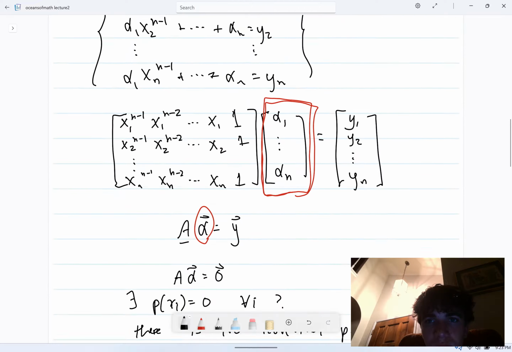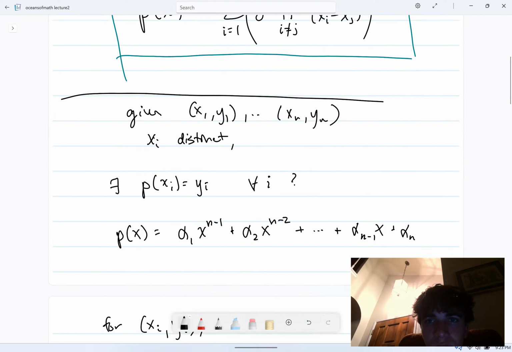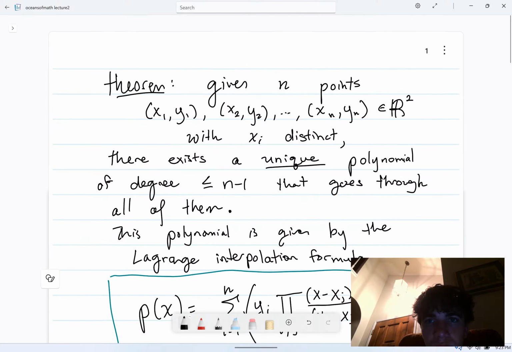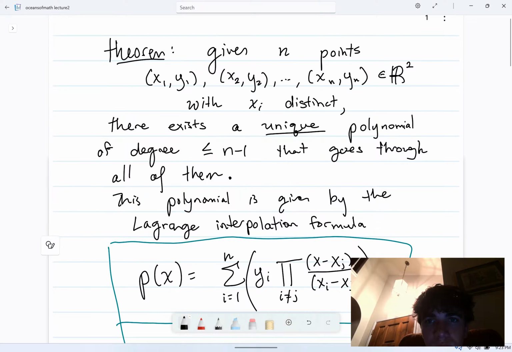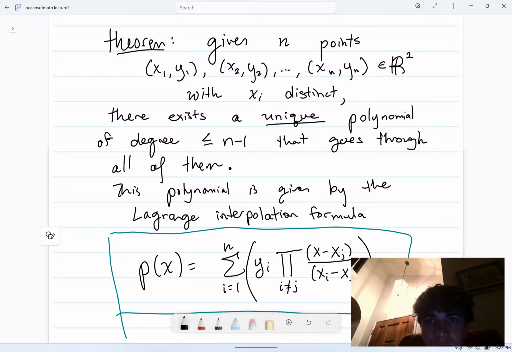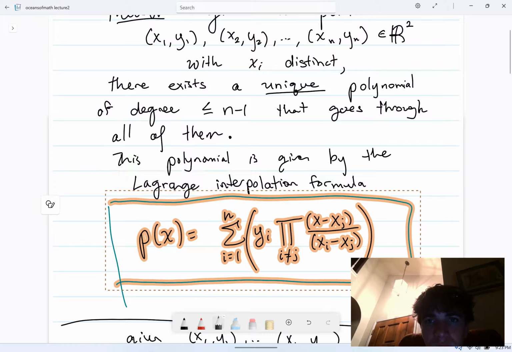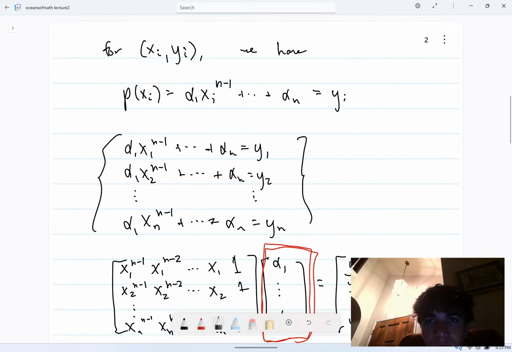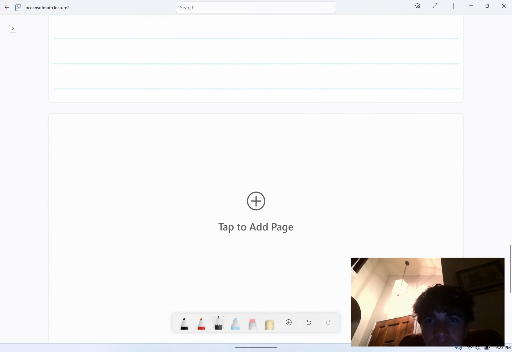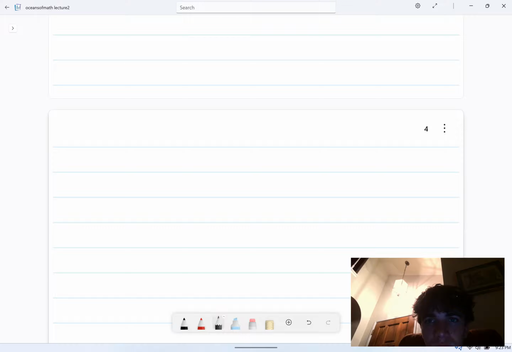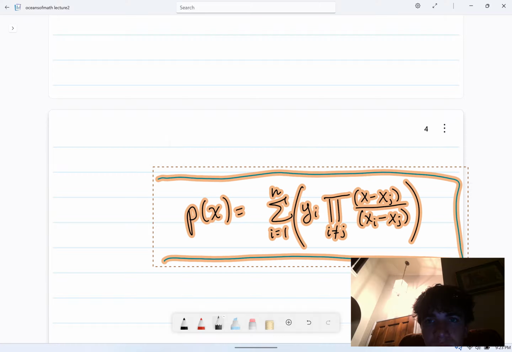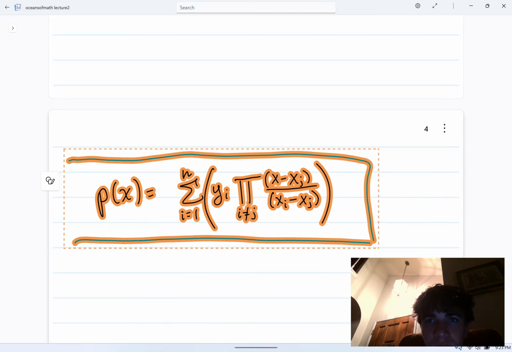Where again, the polynomial is the polynomial that goes through each of these n points that we've been given. Okay, so now let's take a look at the Lagrange interpolation formula and see where this fits in. So this formula claims to provide this unique polynomial that we've just proved exists. Okay, so how does it do that?